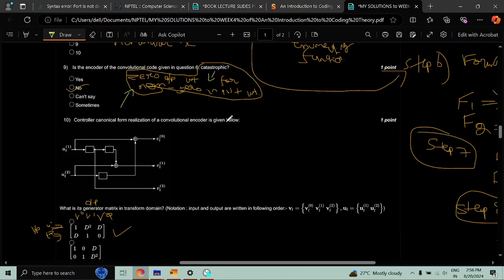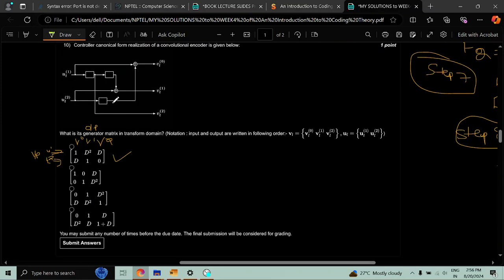The controller canonical form of a convolutional encoder is given. Now we have to find the generator matrix in matrix form. It has 2 inputs, so we will have 2 rows. It has 3 outputs, so we will have 3 columns.